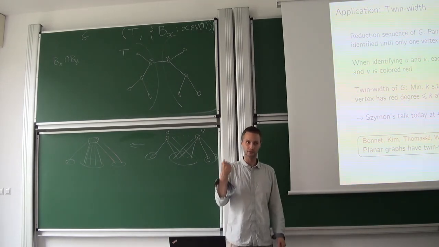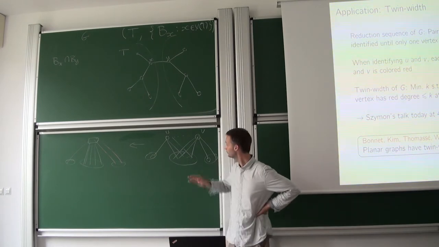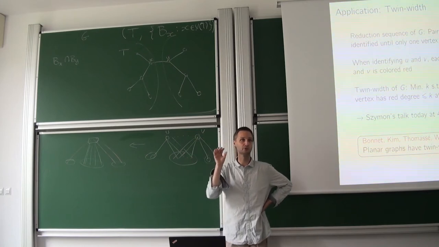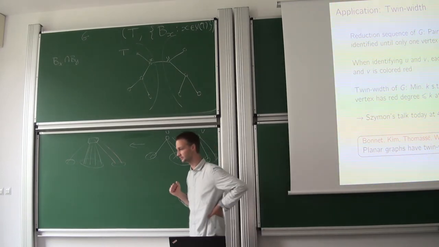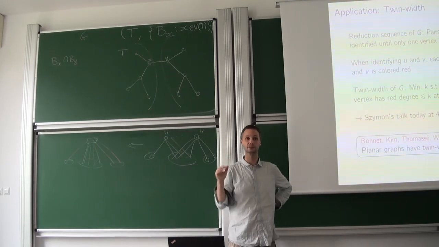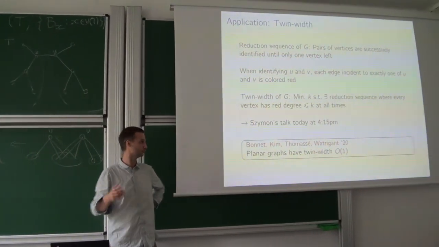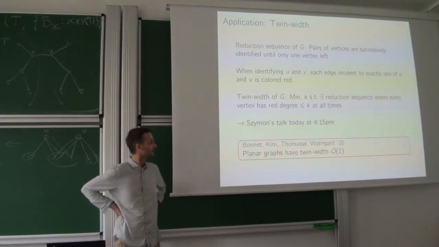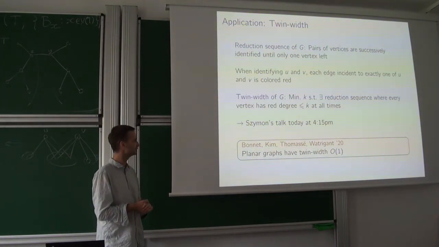And the goal is to find a reduction sequence of your graph so that every vertex at all times has a small red degree. So you count for every vertex how many red edges are incident to it, and you want to minimize this maximum number of red edges incident to it. Right? So if you can make it so that you always have at most k red edges incident to every vertex at every time, then you have twin width at most k. And twin width is the minimum that you can achieve. Okay, that's, as I mentioned, a super important parameter, with lots of connections with many other things.